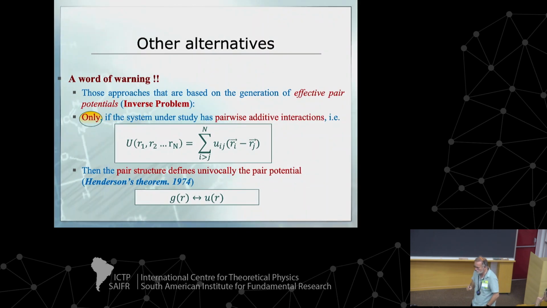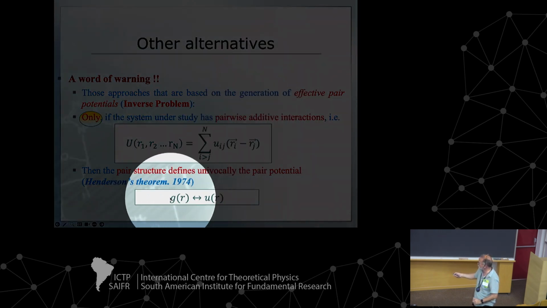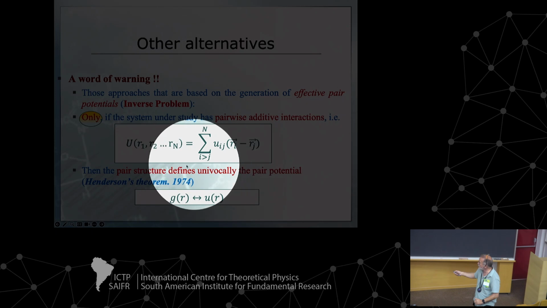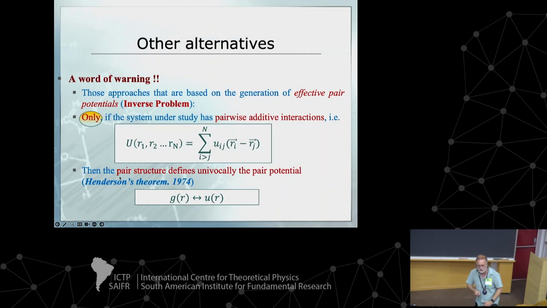Okay, before we finish, just a word of warning, which is important. All those approaches that are based on the generation of effective pair potentials, and this is what is called the inverse problem, getting a pair potential from the information of the structure factor, are tricky. Only if the system under study has strictly pairwise interactions, you have a complete univocal correspondence between the g(r) and the u(r). And this is mathematically proven in Henderson's theorem back in 1974.